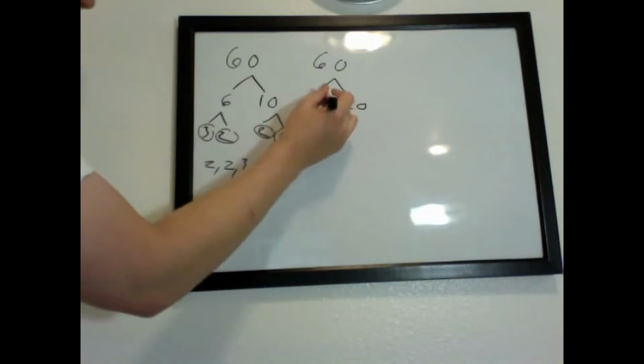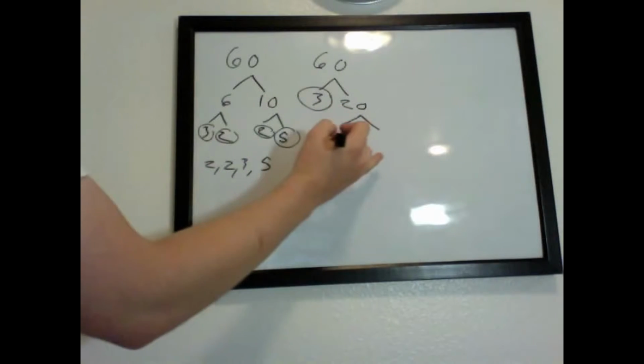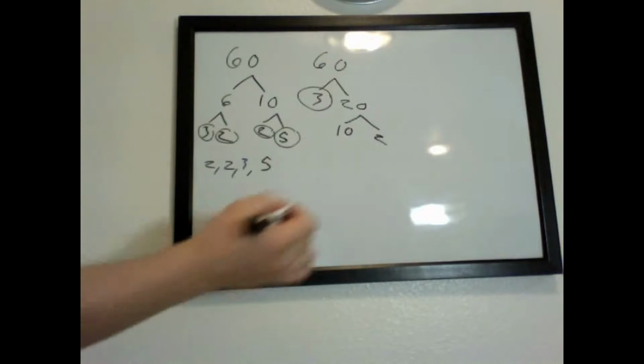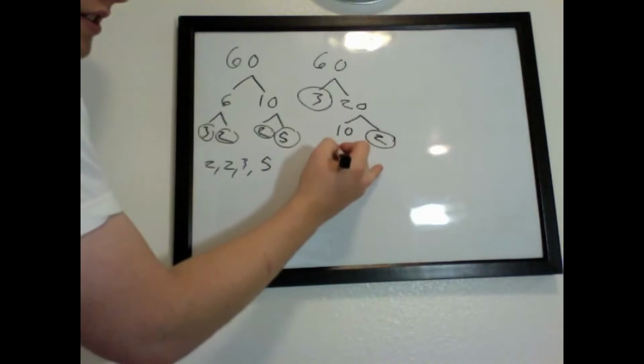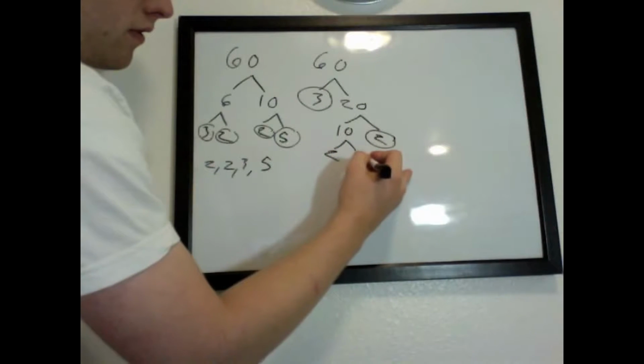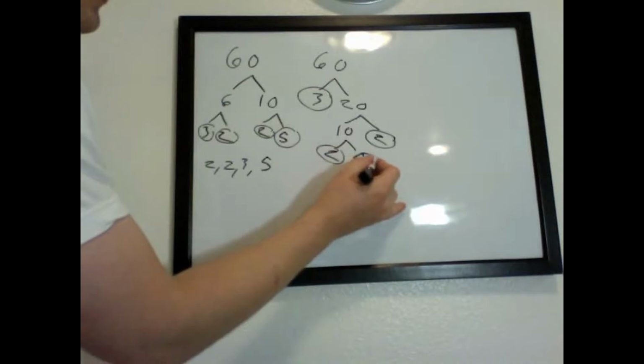We know 3 is a prime, so that's good. We're looking for those. 20 you can break up in 10 and 2. 2 is good because it's prime, but 10 is not. 10 you can break up a little further, 2 and 5. So here's your prime numbers.